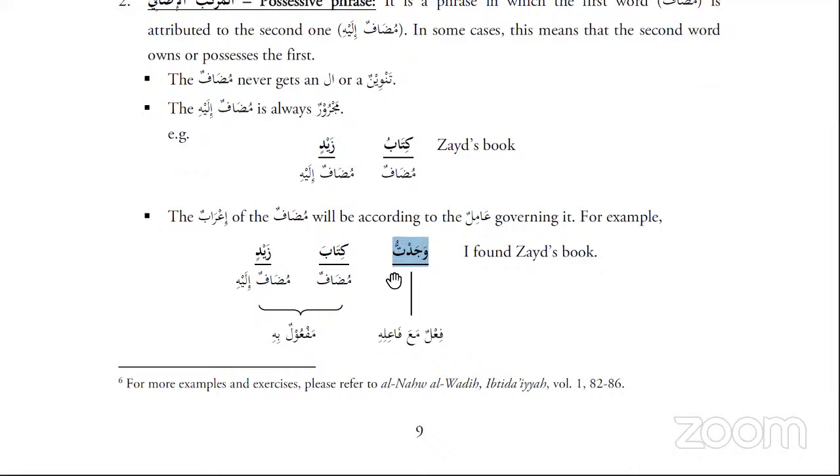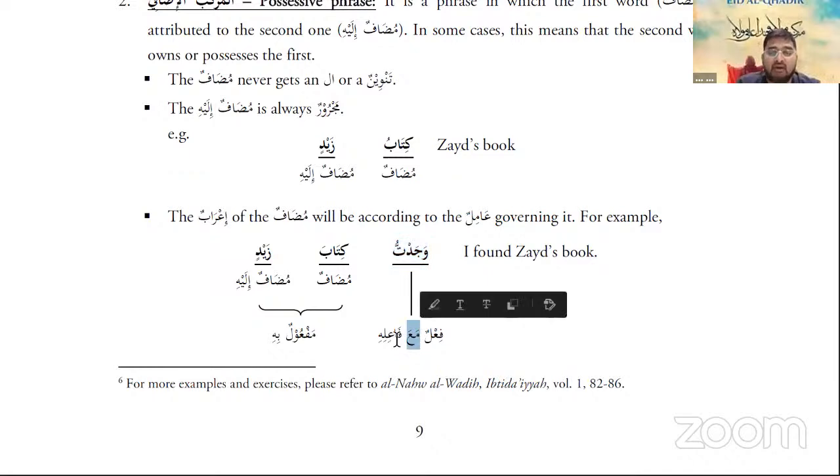No, I'm getting confused with the terminology. They are mixed up. The word maf'ul means object. So I found, I am the doer. Wajadtu is the verb as well, verb and the doer together. Fi'il wa fa'il. Fi'il means verb. Ma'a means with. Fa'il means doer, the doer of the verb. Fa'ilihi means the fa'il of the verb.